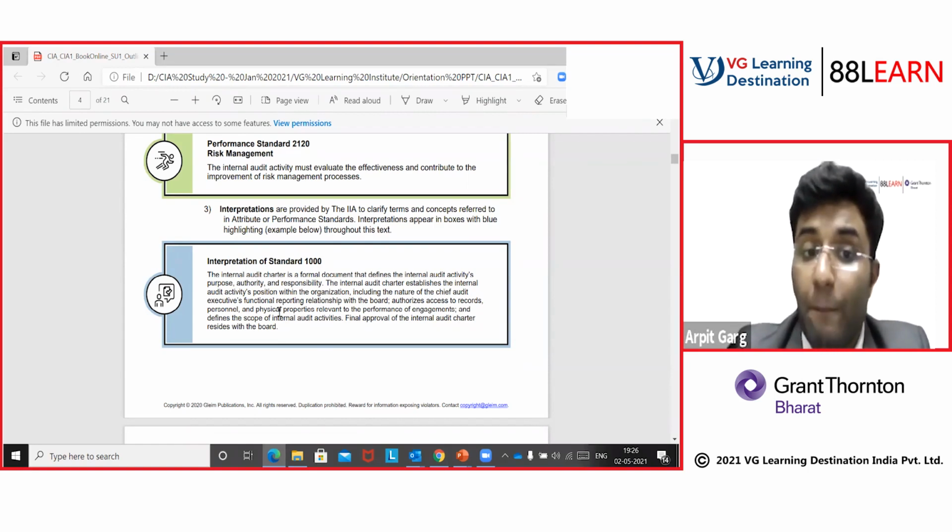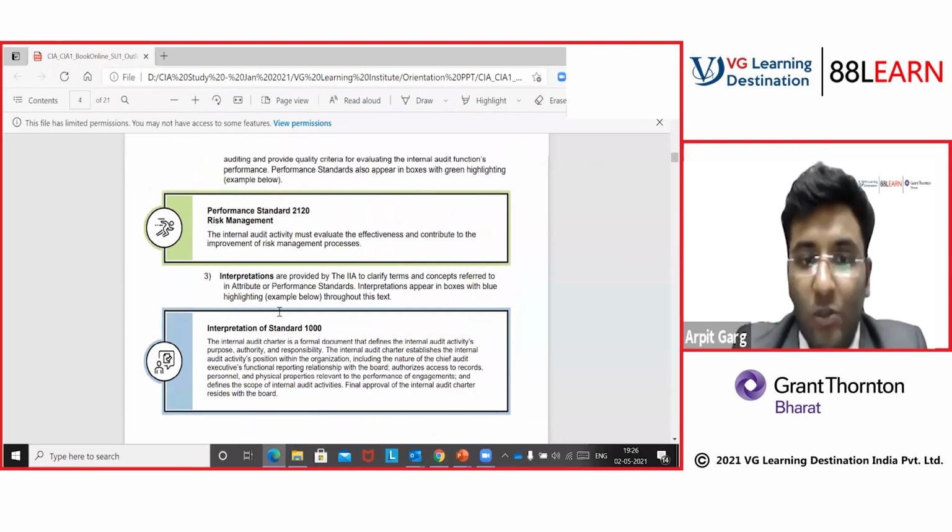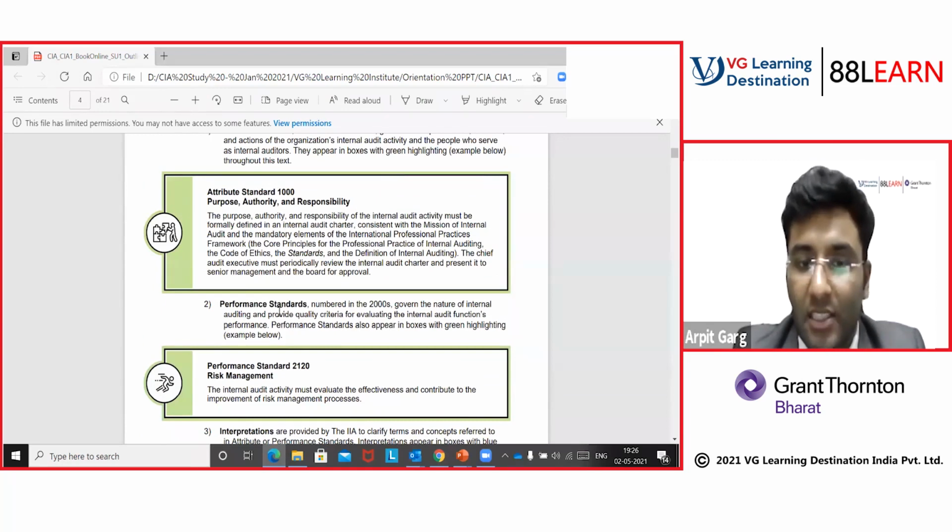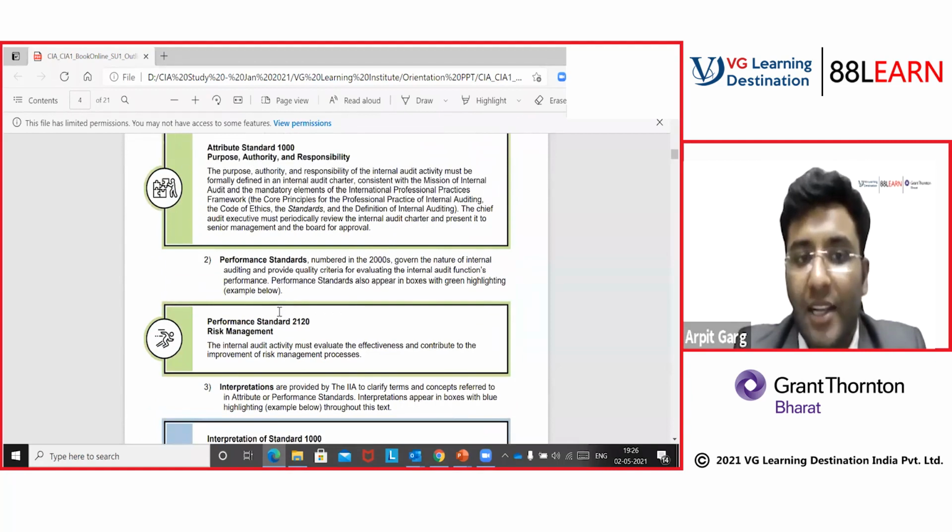It is just one example of interpretation standards. So there is a word which is written in a standard, which is either an attribute standard or a performance standard. It will further elaborate it. That is all about it.